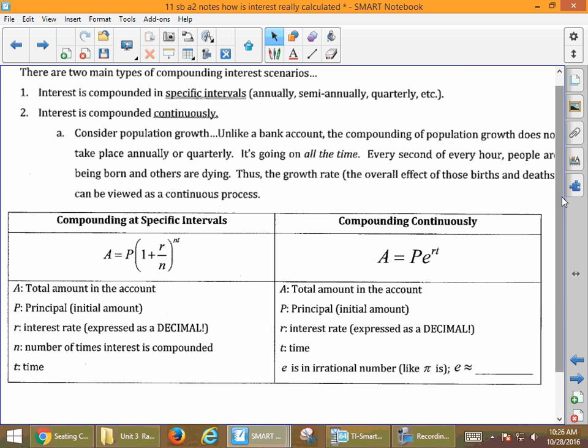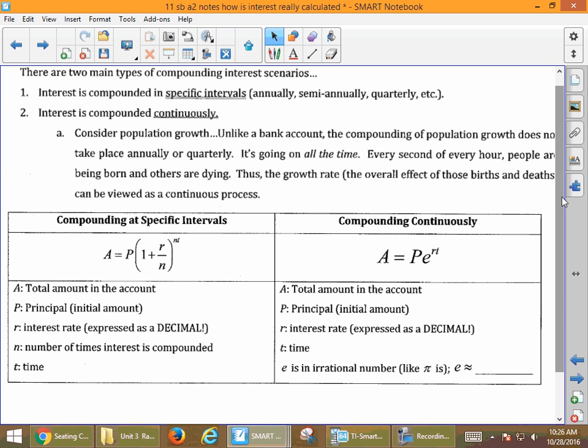P is the initial amount, how much we started with. The interest rate, we need to convert it to a decimal. And then n is the number of times that we compound the interest. That comes from annual, semi-annual, quarterly, monthly. And then t is how much time.